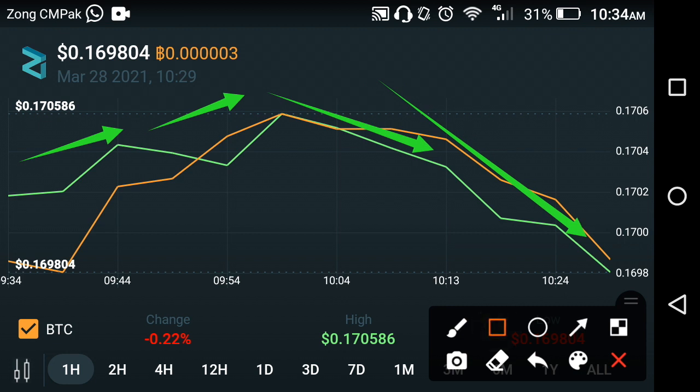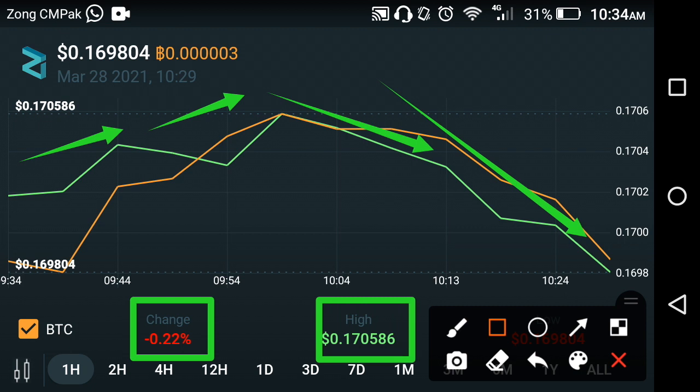Now let's see the changes in the Zilliqa cryptocurrencies in the last 1 hour. It is also negative because the chart all falls down. As you can see here, the Zilliqa price change is negative 0.22% in the last 1 hour. Now let's see the high price of Zilliqa cryptocurrencies in the last 1 hour. $0.170586 is the high price of Zilliqa cryptocurrencies in the last 1 hour.